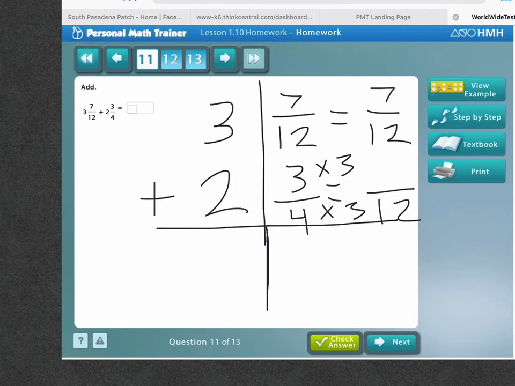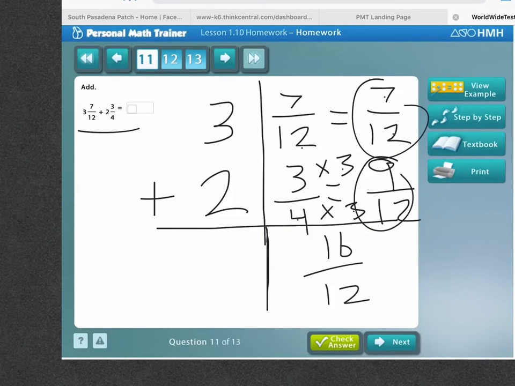Problem number 11, you are finding the sum of two mixed numbers. They are unlike fractions, but I do know that 12 is a multiple of 4, so I'm just going to multiply 3 times 3 to get 9 twelfths here. I add those up, 7 twelfths and 9 twelfths gives me 16 twelfths. That is an improper fraction, so I'm going to simplify that by asking how many times 12 goes into 16. It's 1 time, and there's 4 parts left over, so 1 and 4 twelfths.